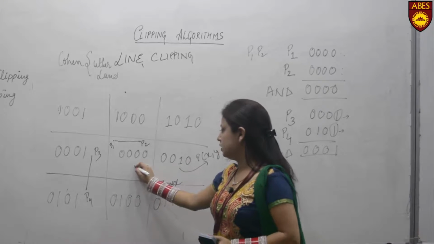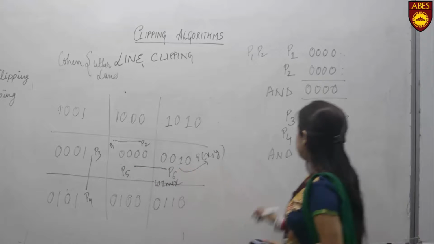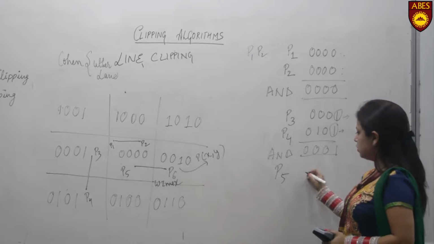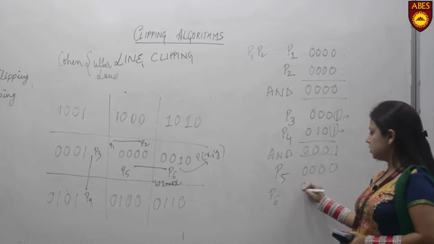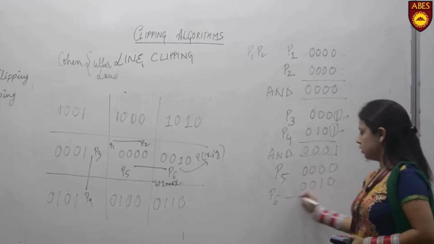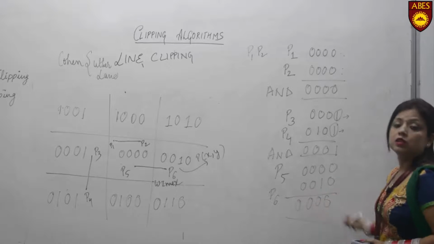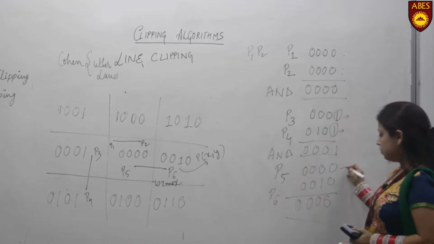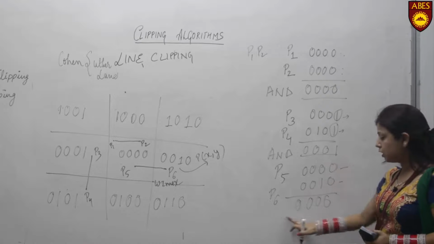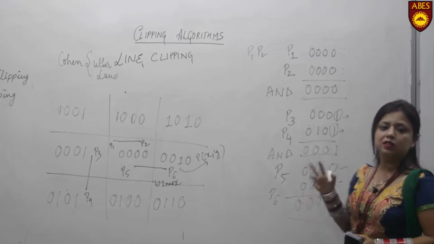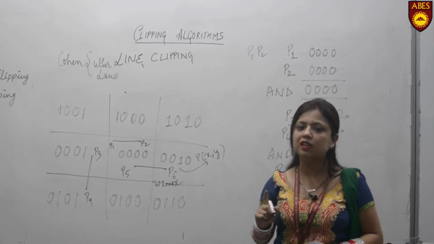Now let's check the third case. If we have a line of this category P5 and P6, the region code for P5 is 0000. The region code for P6 is 0010. When you take the logical AND, it gives you an output of 0000. So here what we see is if one of the region codes is non-zero but the output is again 0, this is the third category of visibility case, that is the line will be partially accepted and partially rejected.